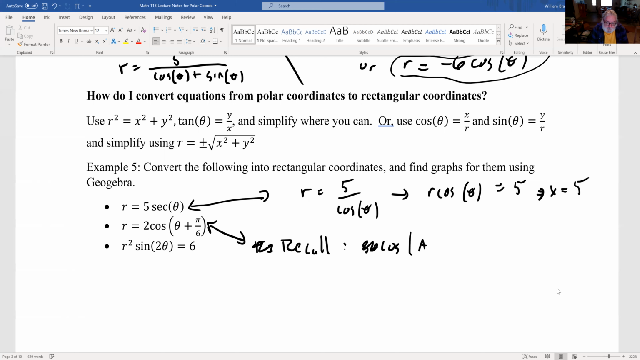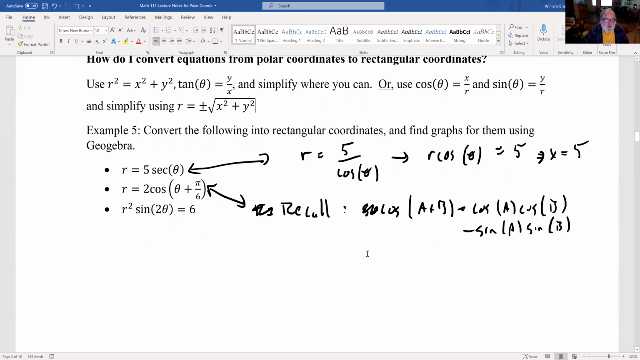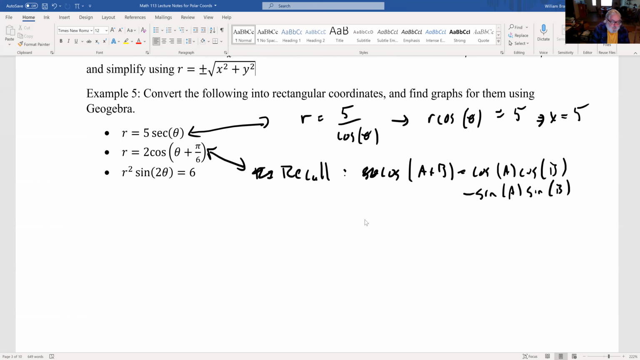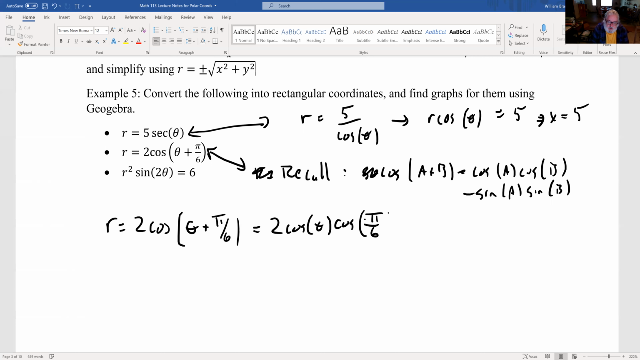The cosine of two angles added together is cosine A cosine B minus sine A sine B. That's one of our identities for cosine addition. So r equals 2 cosine of theta plus pi over 6. Pi over 6 is the same thing as 30 degrees. This becomes 2 cosine theta times cosine of pi over 6 minus 2 sine theta sine of pi over 6.